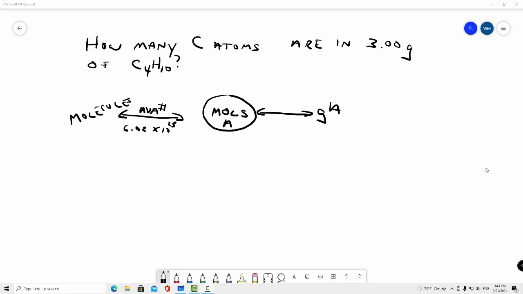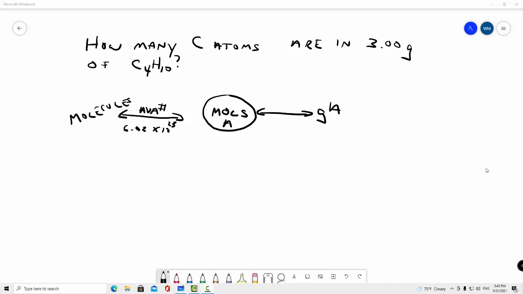So the question is, how many carbon atoms are in 3 grams of C4H10, known as butane? Well, my plan is to go from grams of butane, which I've labeled as A, to the moles of butane, and then I'm going to use Avogadro's number to get into molecules of butane, not atoms. At that point, I'm going to use the fact that in every molecule of butane, there are 4 carbon atoms.